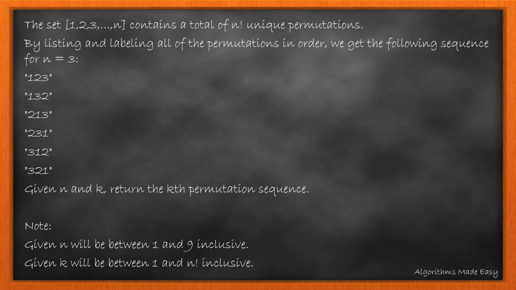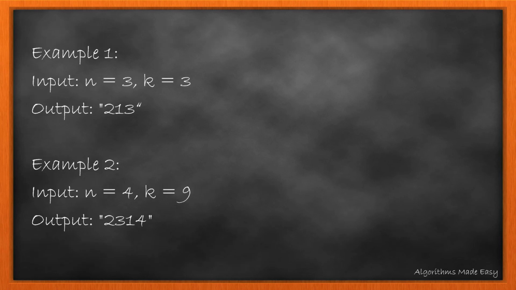Notes attached with the problem are: given n will be between 1 to 9, and given k will be between 1 to n factorial inclusive. We are given two sample inputs and outputs.